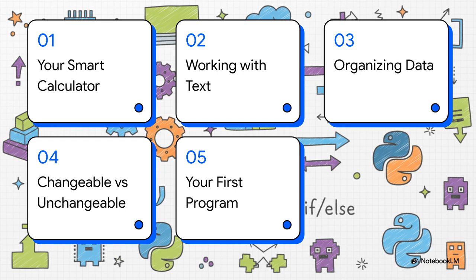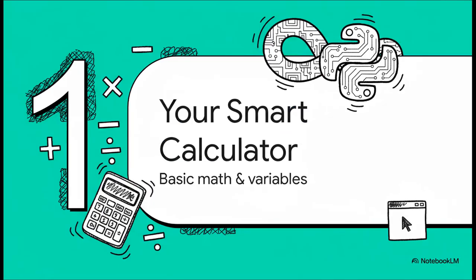So, here's our game plan. First, we'll use Python just like a really smart calculator. Then, we'll get into working with text, or what programmers call strings. After that, we'll see how to organize data using lists. We'll then hit on a really important idea, the difference between changeable and unchangeable things. And to wrap it all up, you're going to break down your first real program. Let's get started.